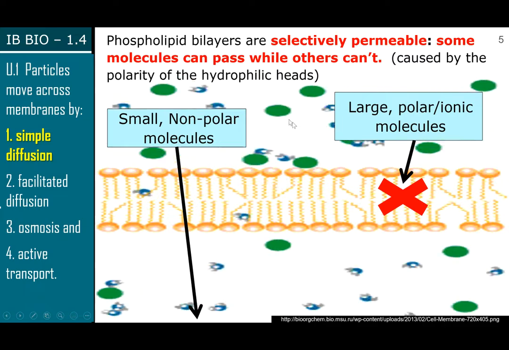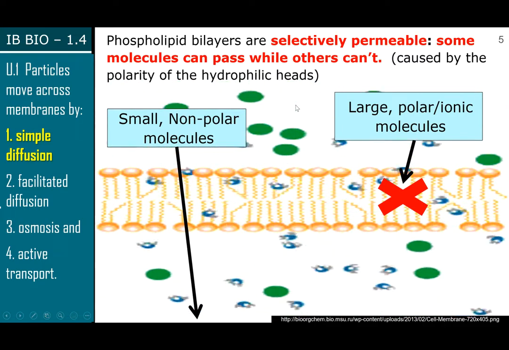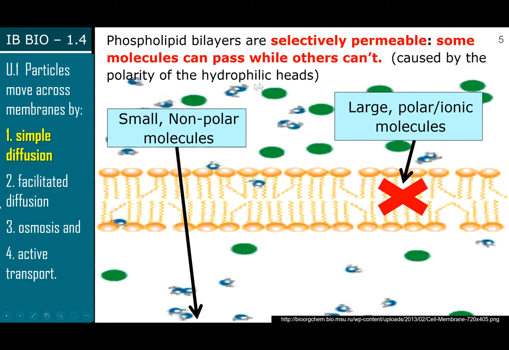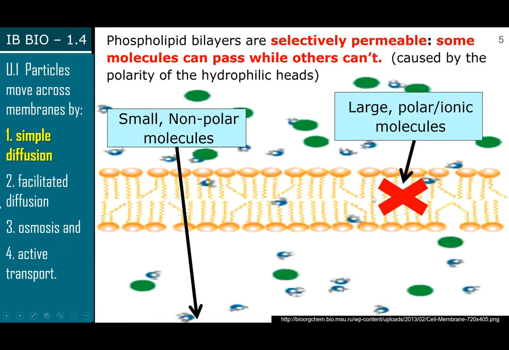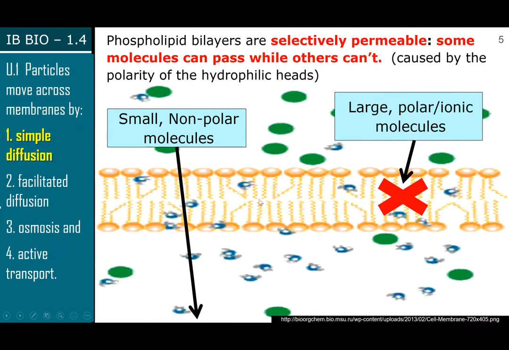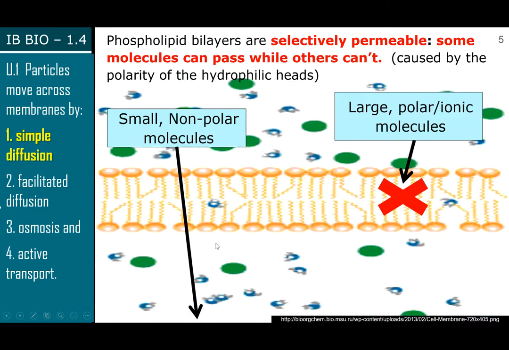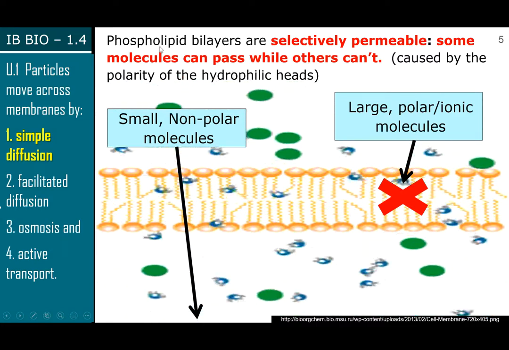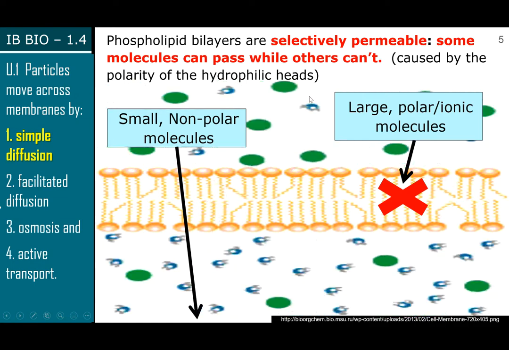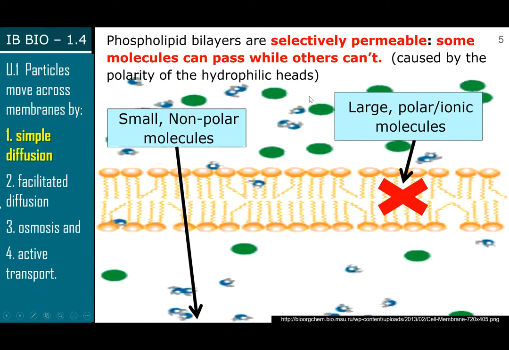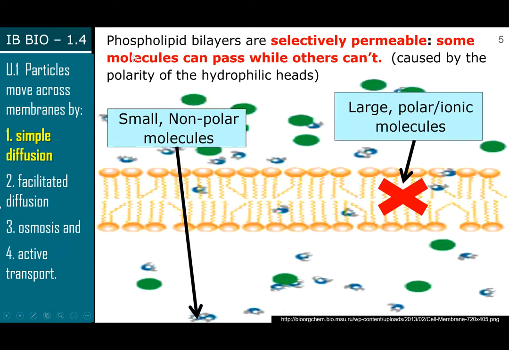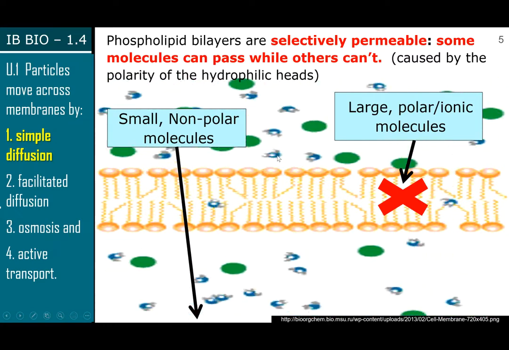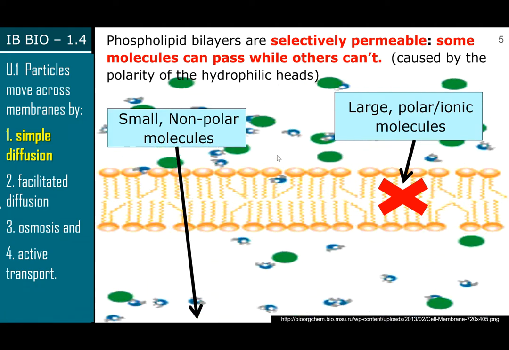But these green particles, these are larger particles. They could be polar or they could be ionic, meaning they hold a charge. And that phospholipid membrane is not going to let them pass through. You can see that while the water molecules are passing back and forth across this membrane, the green particles are stuck on whatever side they're on. That's because the phospholipid bilayer is selectively permeable. Some molecules can pass, while others can't. And remember, that's caused by the polarity of the hydrophilic heads of the phospholipids, just so we're clear.